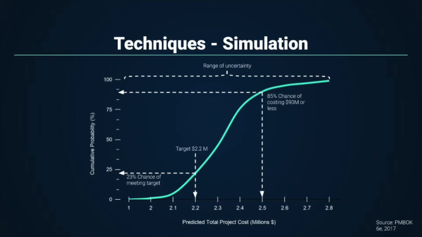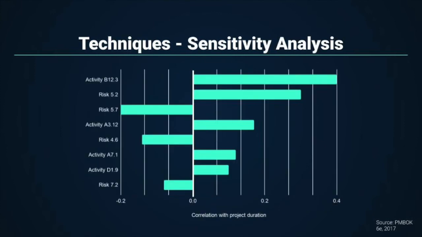A typical output could be a histogram showing the number of iterations, or often PMs will use a cumulative probability distribution or an S-curve like the one shown here. So here you can read off the graph different predicted total costs and their respective probabilities based on the inputs this model was given. The next major technique is a sensitivity analysis.